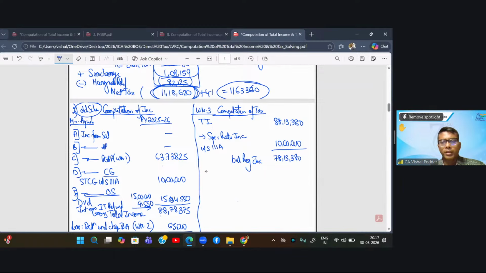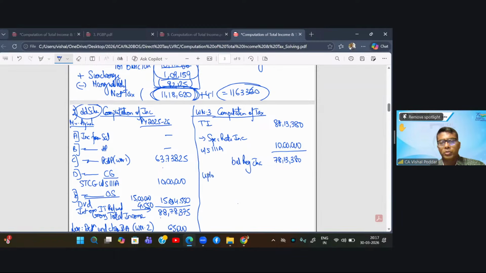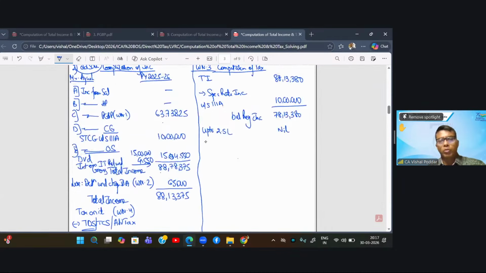So I'm not seeing here, no? Up to 2.5 lakhs, nil. Then 2.5 to 5 lakhs: on this 2.5 lakhs, you have 5%. Then 5 to 10: on this 5 lakhs, you have 20%.